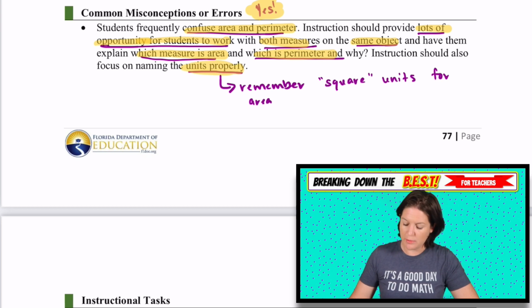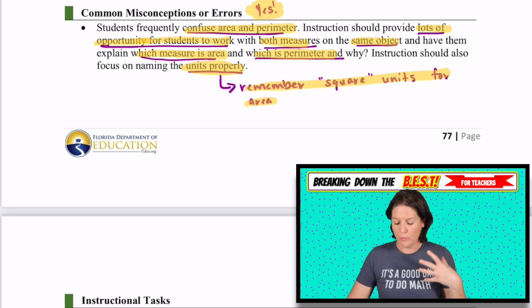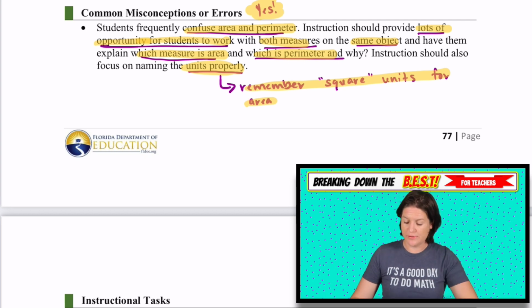And using the units properly. Remember to use square units, square inches, square centimeters, square meters, all of that when we are representing the area. But for perimeter, we just use the regular units. We're not squaring them.